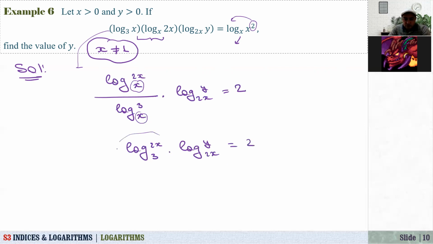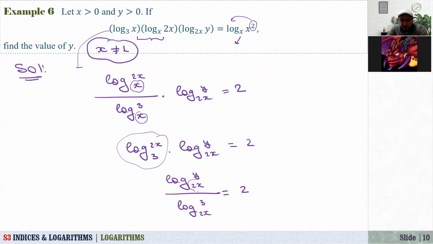Again, I can just write this first as the logarithm of y to the base 2x over this one, just changed upside down by using the previous property. I can write it as logarithm of 3 to the base 2x, because logarithm of a to the base b equals 1 over logarithm of b to the base a. So that's equal to 2.